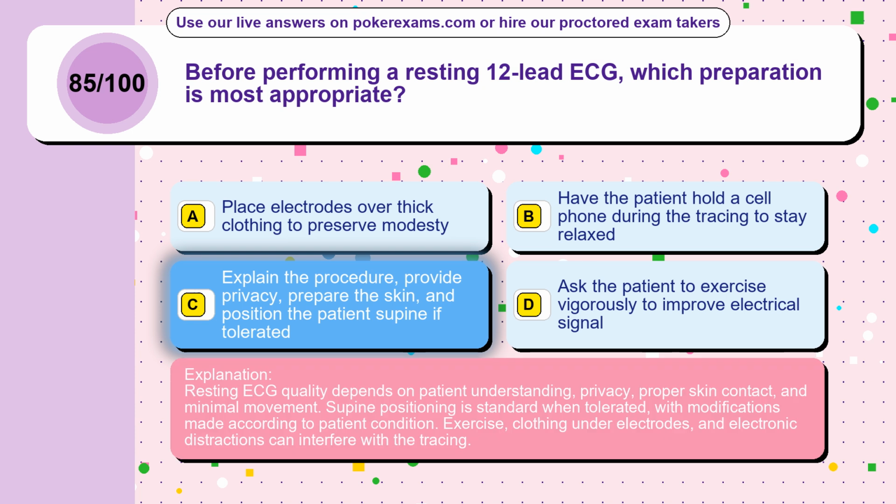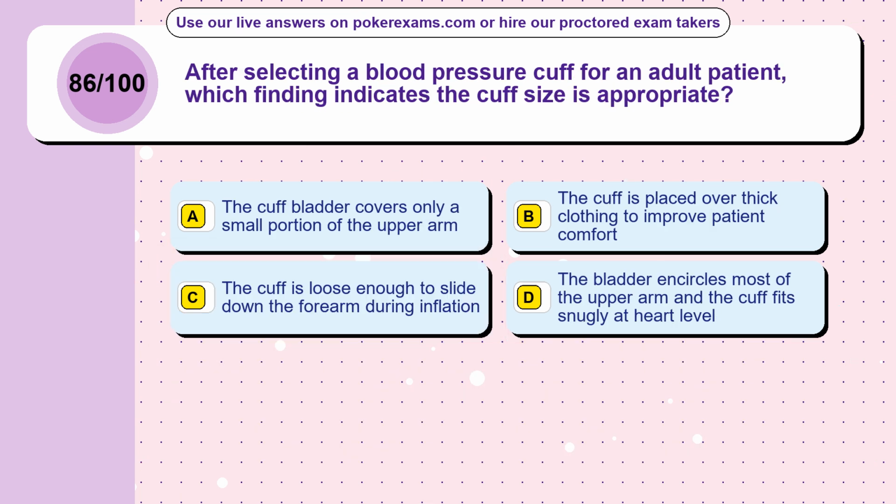Resting ECG quality depends on patient understanding, privacy, proper skin contact, and minimal movement. Supine positioning is standard when tolerated, with modifications made according to patient condition. Exercise, clothing under electrodes, and electronic distractions can interfere with the tracing. Question 86. After selecting a blood pressure cuff for an adult patient, which finding indicates the cuff size is appropriate?